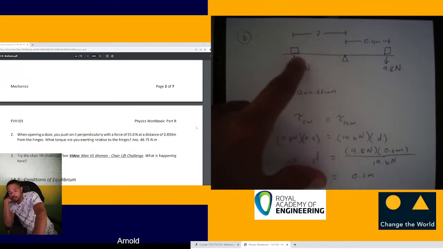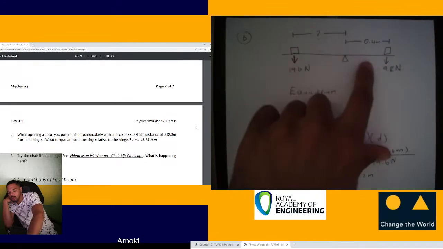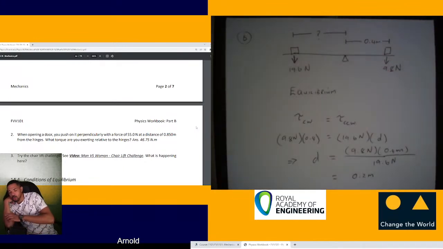And you can see that one is twice this force, so it acts at half the distance. This one is half that force, so it acts at twice that distance. The longer the distance from the fulcrum, the less force you need to apply. The closer the force is to the fulcrum, the more force you need to apply.